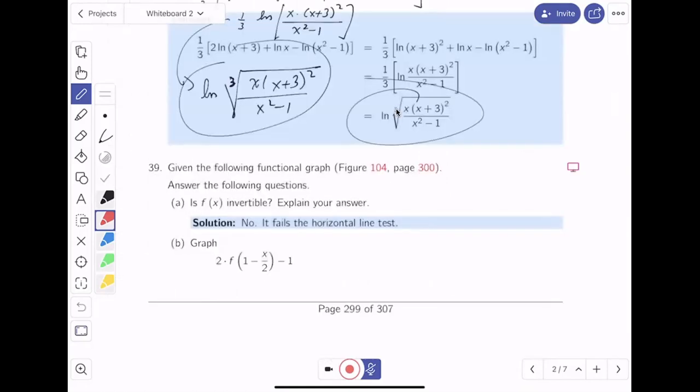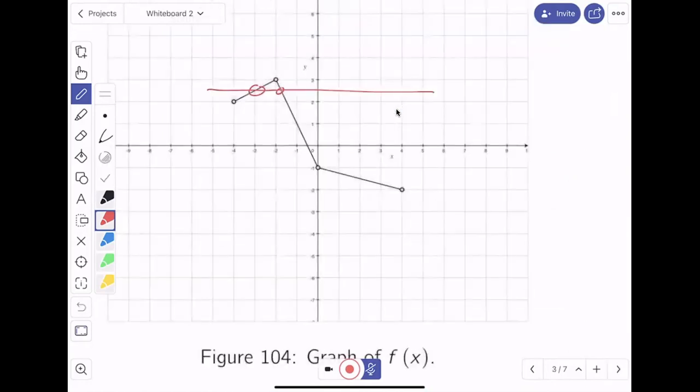Let's go back and let's take a look over here. And I see the answer right over here. It says no, it fails the horizontal line test. Got that covered. Here's the next thing. It says graph this thing. Well, let's go back to what you have to do, right? And I want to emphasize what you have to do is you've got to look at this guy over here and come up with a table.